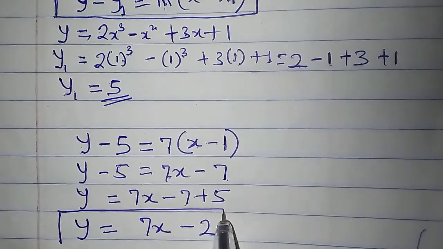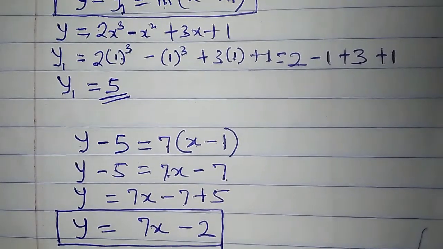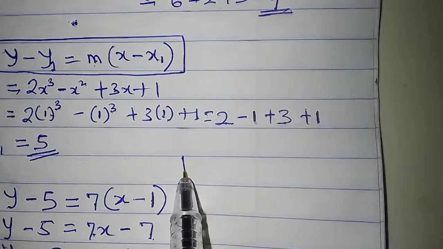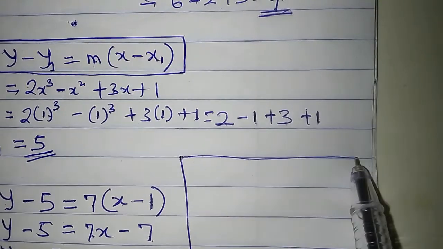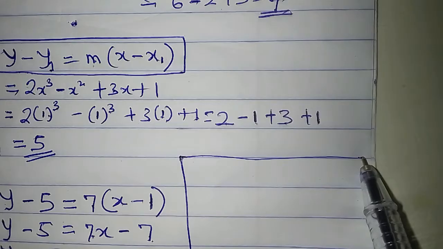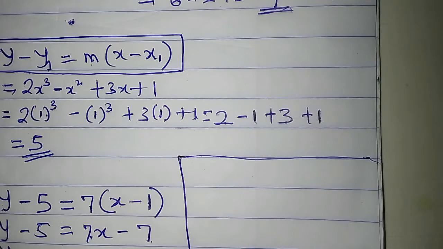This is the equation of the tangent to the curve at x equal to 1. Having gotten the equation of the tangent to the curve at the point x equal to 1, what is the equation of the normal? Okay? Remember I said earlier that the normal is perpendicular to the tangent at the point of contact.